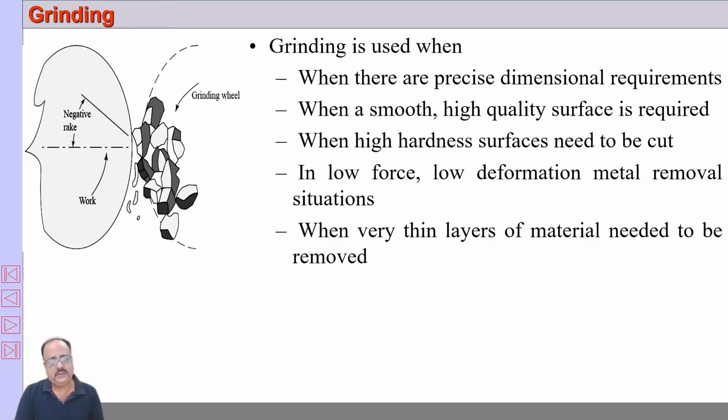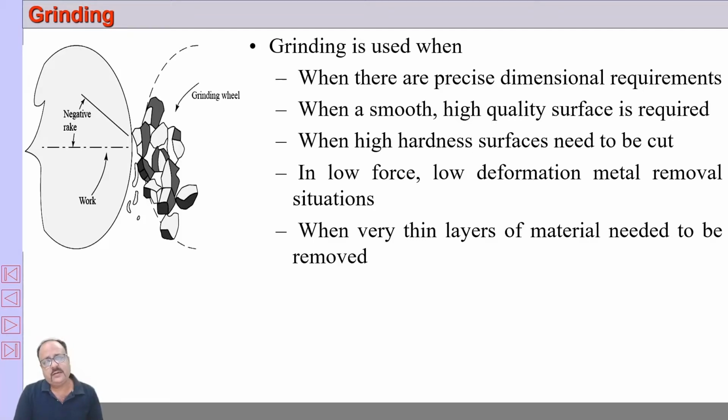maybe at the periphery or maybe at the face, just like a milling cutter. So these abrasives come in contact with the workpiece and remove the metal or material from the workpiece in minute quantities. Now these grinding abrasives have negative edges and they are rotated at a very high speed.